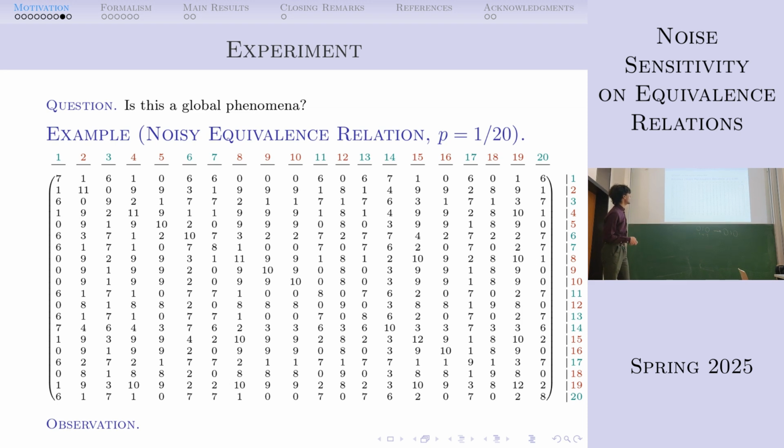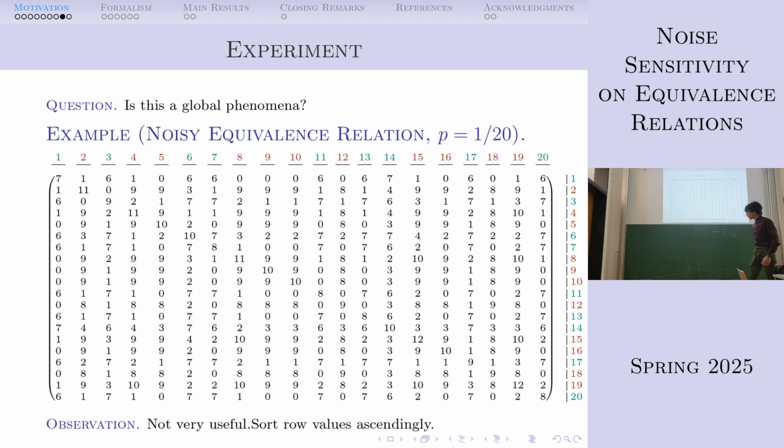The key observation is that whenever the elements are in the same equivalence class, the scores are very high, and when they are not, they're a bit lower. But that is not so clear. So let's do a little bit of a change. Maybe it is not very useful. Let's sort the row values ascendingly and see what we get.